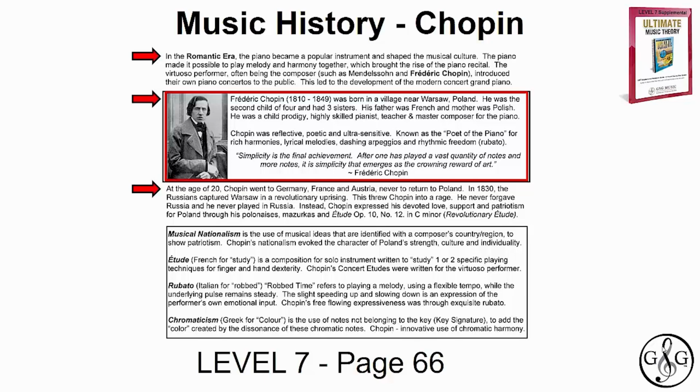Instead, Chopin expressed his devoted love, support, and patriotism for Poland through his music, including the etude in C minor, known as the Revolutionary Etude. Now, the story continues as students learn about music nationalism, about his concert etudes that were written for the virtuoso performer, his use of rubato and chromaticism. The story of the revolutionary etude is very dramatic.